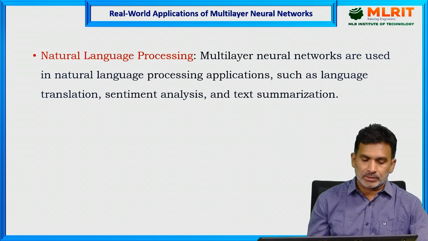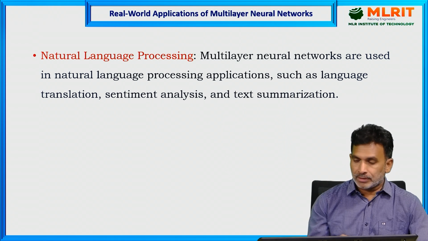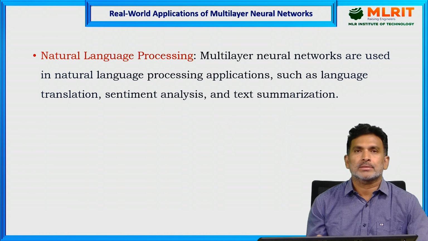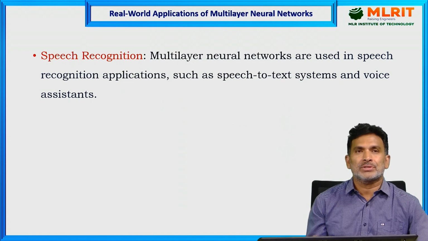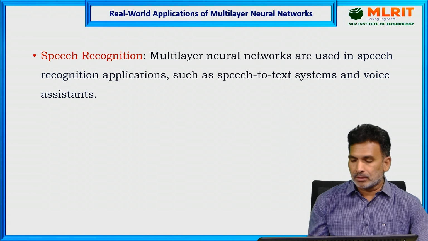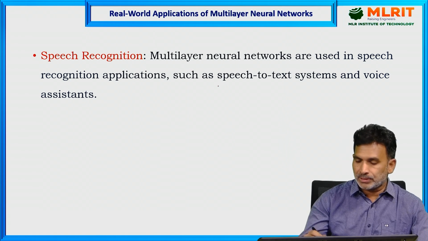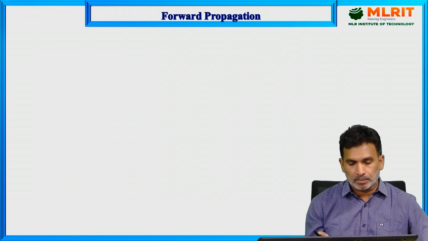Next, another application is mainly NLP, natural language processing. Nowadays we are using them in LLMs, large language models, and multi-layer neural networks are mainly used in natural language processing applications such as language translation, sentiment analysis, and text summarization. Another important application is speech recognition. These multi-layer neural networks are used in speech recognition applications such as speech to text systems and voice assistants, etc. So these are the applications.